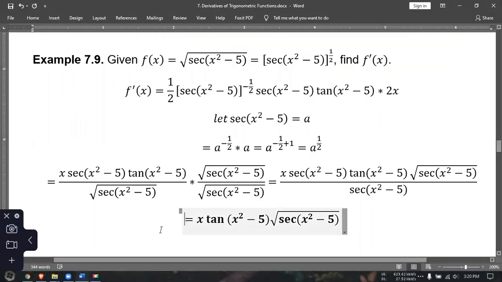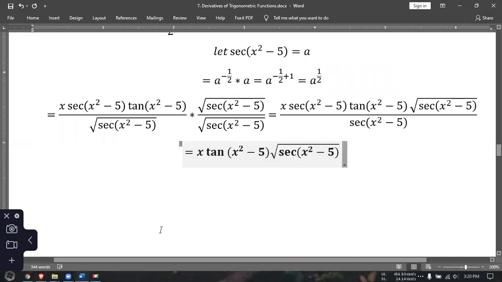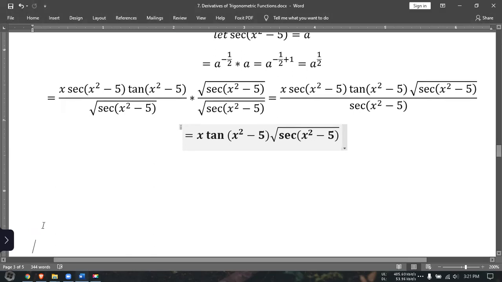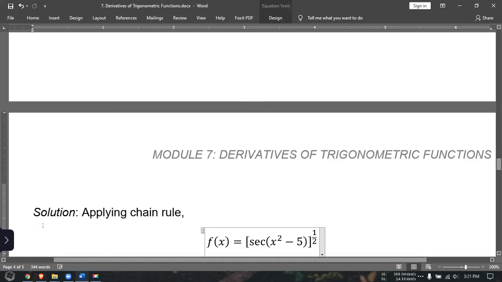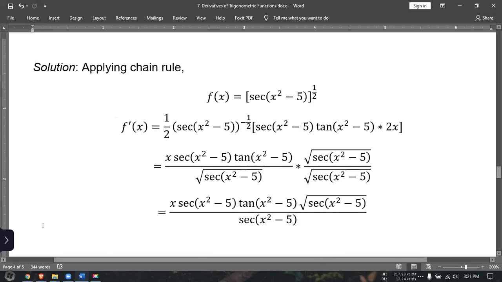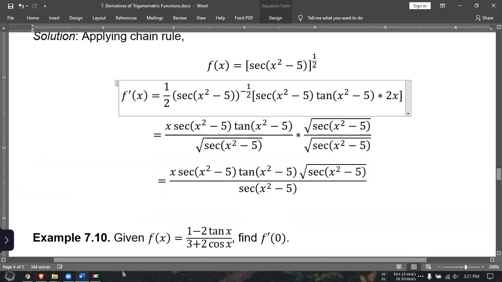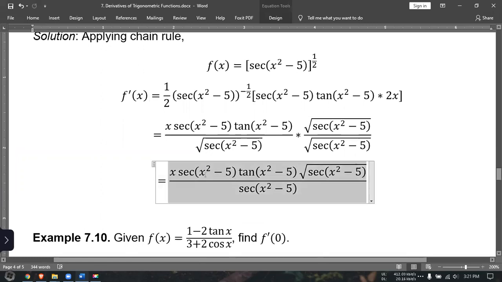And last example, same as the other functions, we can also evaluate trigonometric functions at a specific value of x. Like, for example, I believe our example here, it did not simplify. We'll just simplify it in our module. It did not cancel secant x squared minus 5. So later, you can use it. Example number 10, last example.